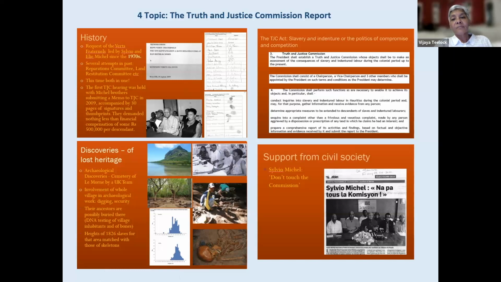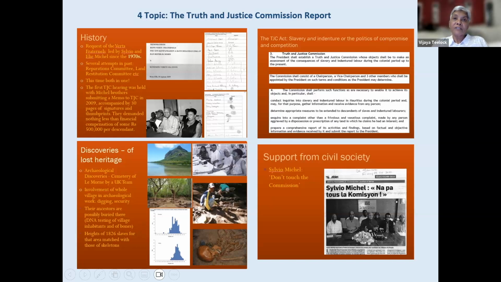This was added on because many descendants of ex-slaves had made complaints in the past that they had lost land that they had once owned. They had heard from oral tradition and oral history that their families had owned land in the past, and they all wondered why they had lost this land. So the mandate of the TJC started off with just being about slavery, but now also included indenture and why people had been dispossessed of their land.